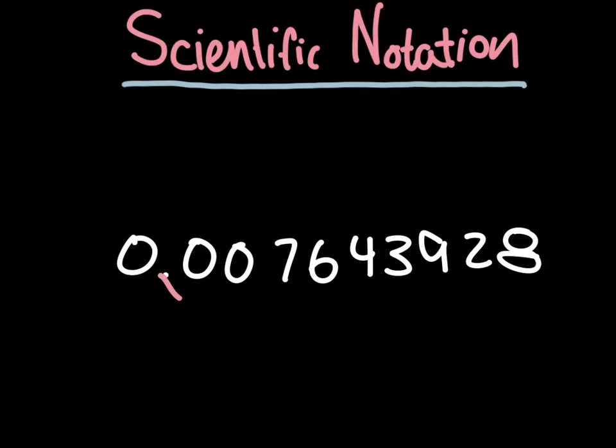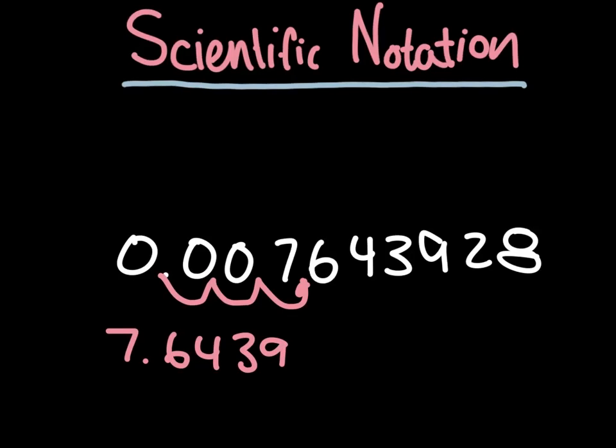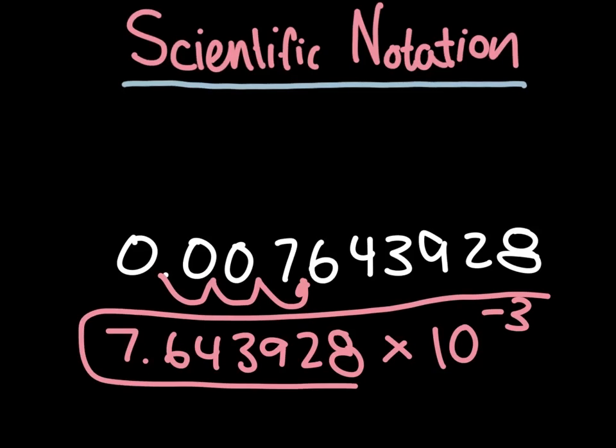So it would be 1, 2, 3. That's it. So this number expressed in scientific notation would be 7.64398 times 10 to the negative 3rd power. Pretty simple. If you just keep with that rule, then it makes life a lot easier.